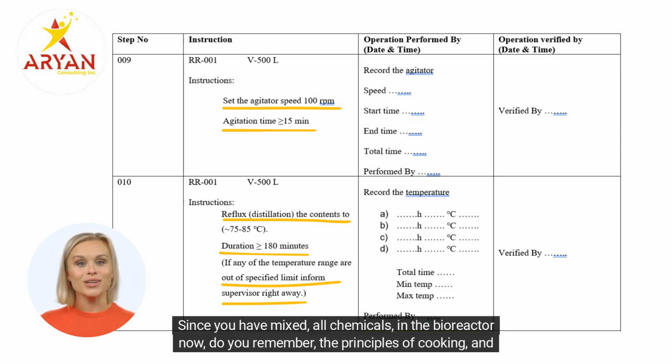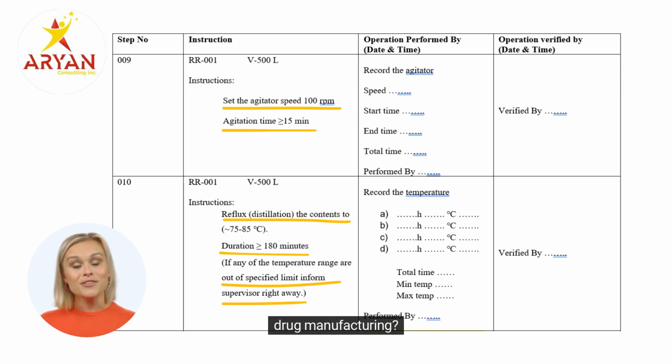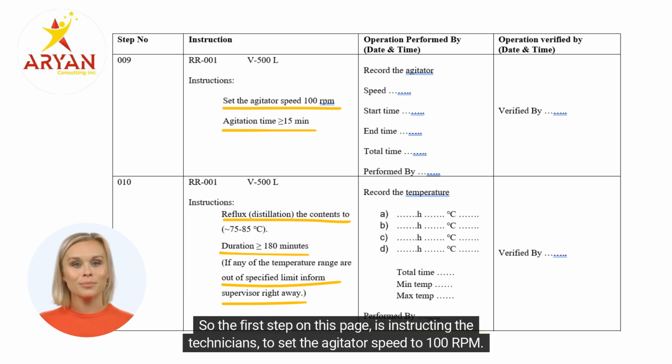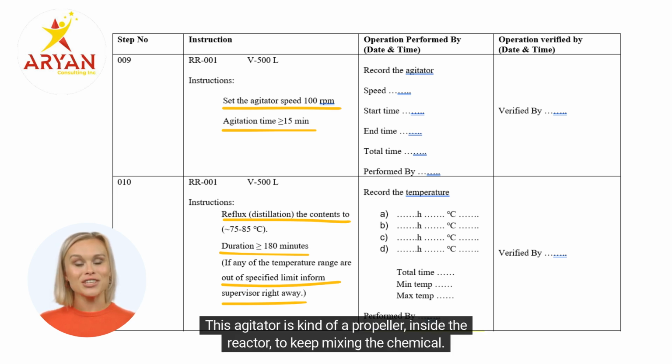Since you have mixed all chemicals in the bioreactor now, do you remember the principles of cooking and drug manufacturing? Yes: temperature, agitation, pressure, and time. These are the conditions for the chemical reaction. So the first step on this page is instructing the technicians to set the agitator speed to 100 RPM. This agitator is kind of a propeller inside the reactor to keep mixing the chemicals.